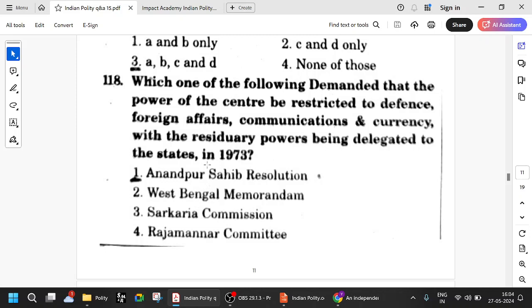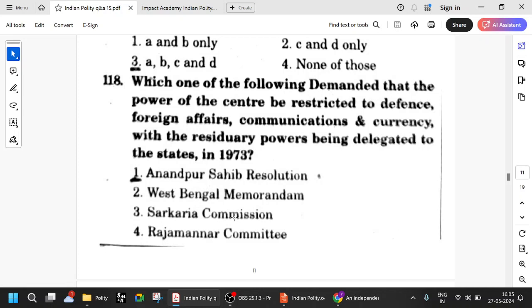Again, which one of the following demanded that the power of the center be restricted to defense, foreign affairs, and all this in 1973. So basically, see all these things: West Bengal Memorandum, Sarkaria Commission, Rajamannar Commission, Anandpur Sahib Resolution. This is regarding Punjab, okay. And also the Punchhi Commission. All these things are about central-state affairs.